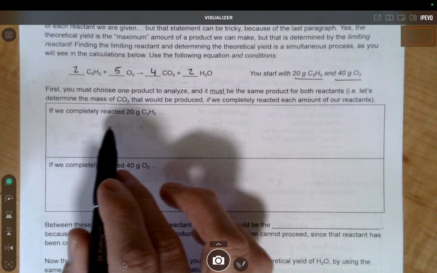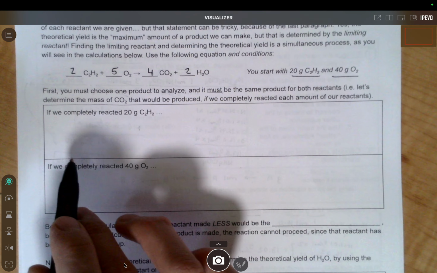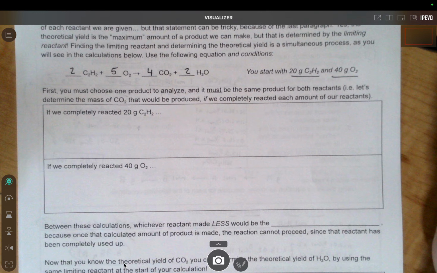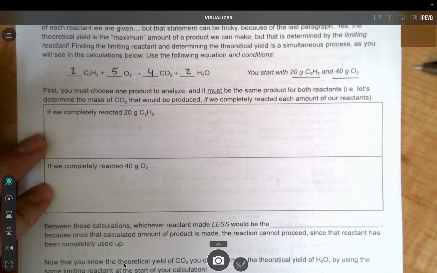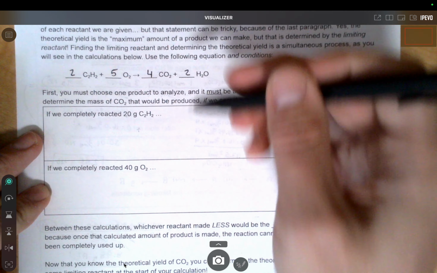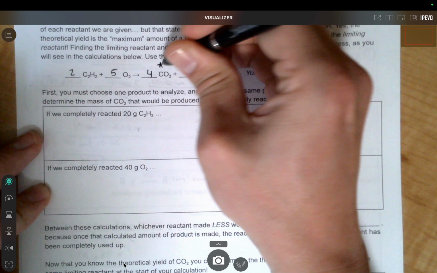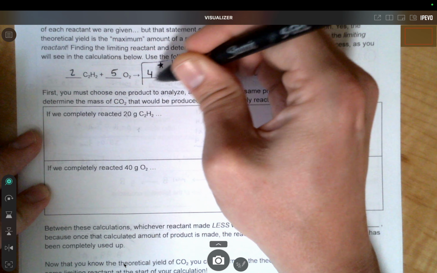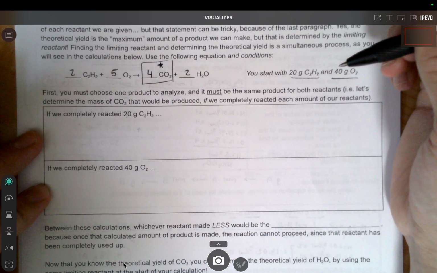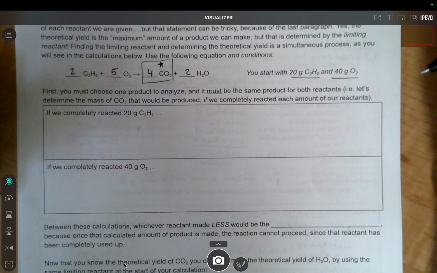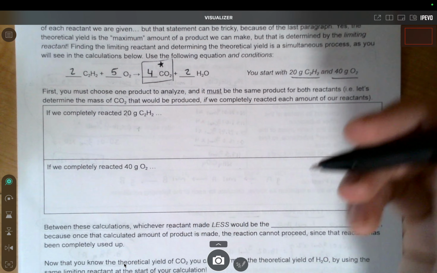So if we completely reacted 20 grams of ethyne, we can pick one of these two products to analyze. Now, what I'm saying is pick one of them to analyze. If we react 20 grams of ethyne, how much CO2 did we make? If we completely react 40 grams of oxygen, how much CO2 could we make? We have to analyze the same product here in order for us to make sense of who is actually going to run out first. So let's just do the math, solve for CO2, and then we'll analyze those answers together.